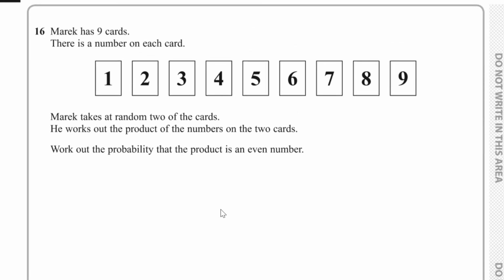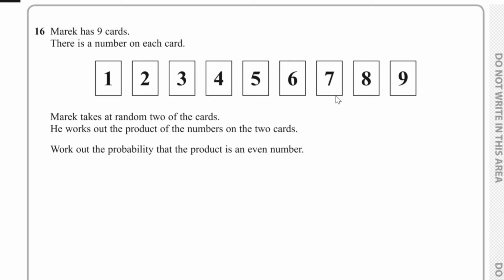Question 16. Marek has 9 cards and there is a number on each card, and the numbers are 1, 2, 3, 4, 5, 6, 7, 8 and 9, and Marek takes at random 2 of the cards. He works out the product of the numbers on the 2 cards, and we have to work out the probability that the product is an even number.